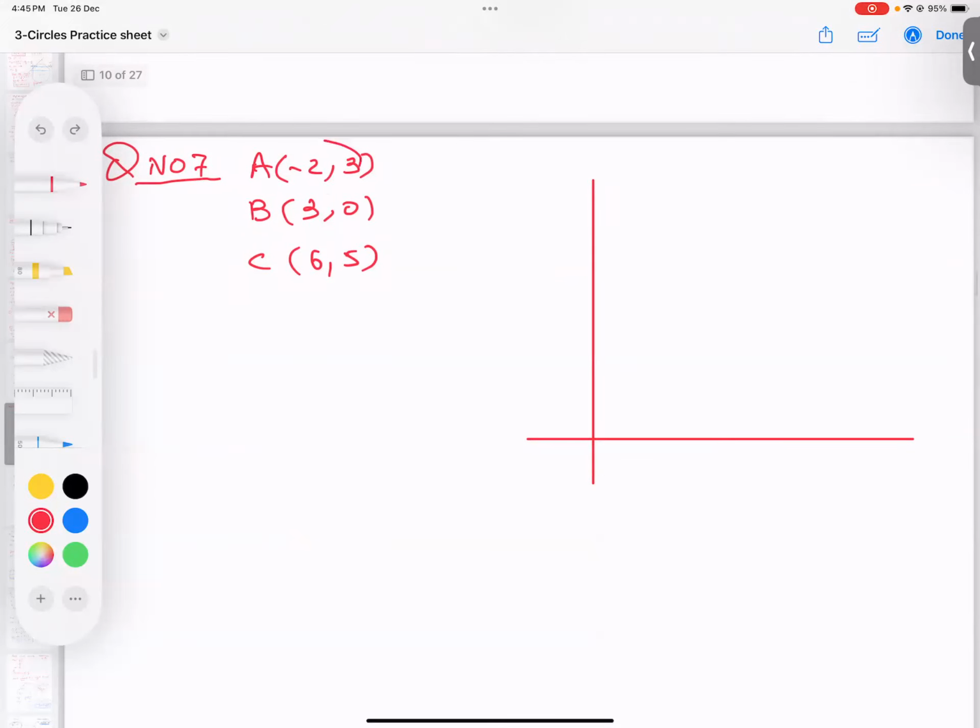So where is (-2, 3)? Two points to the left and 3 points up, so approximately here. This is the A coordinate. Then (3, 0): X is 1, 2, 3 and Y is 0, so somewhere here is the B coordinate. Then (6, 5): 1, 2, 3, 4, 5, 6, then 1, 2, 3, 4, 5, somewhere here.